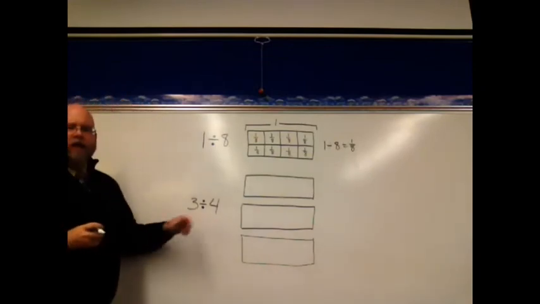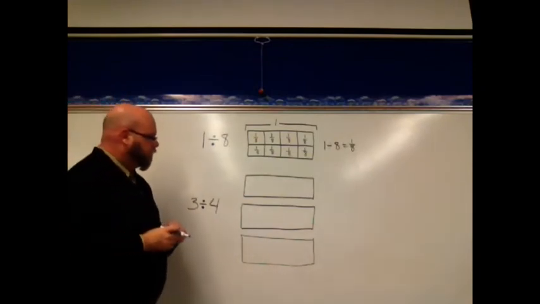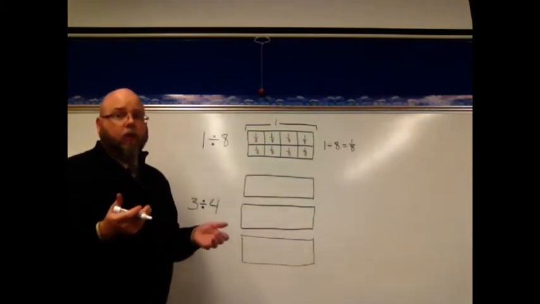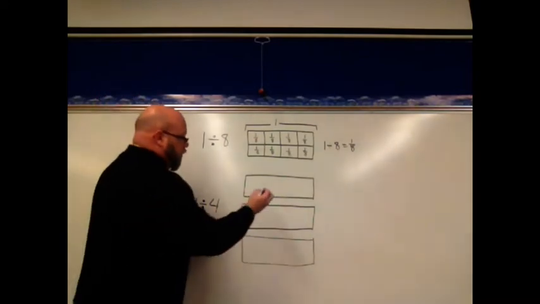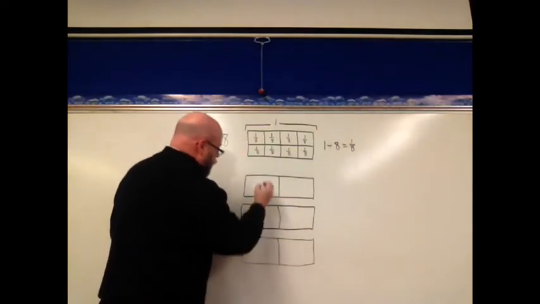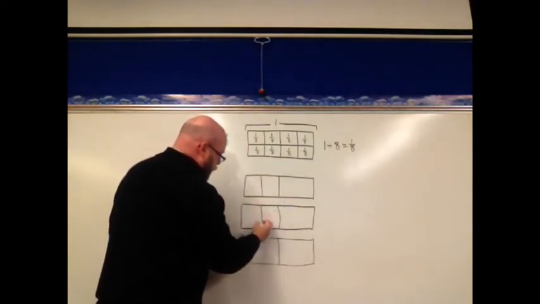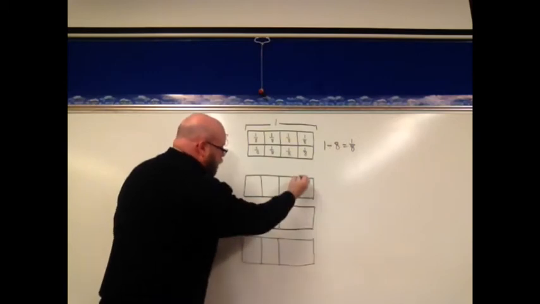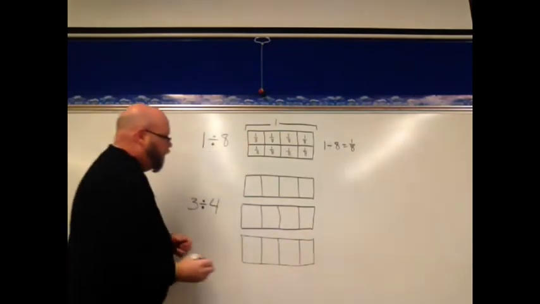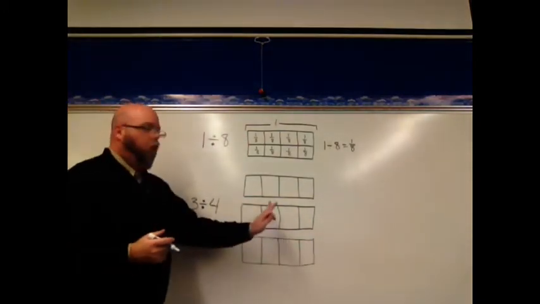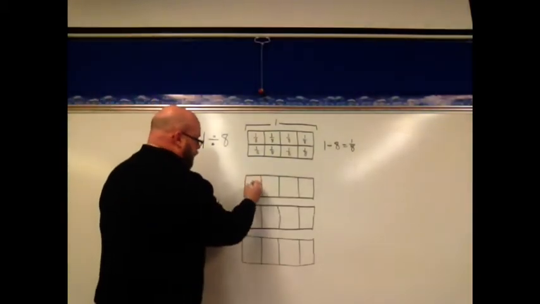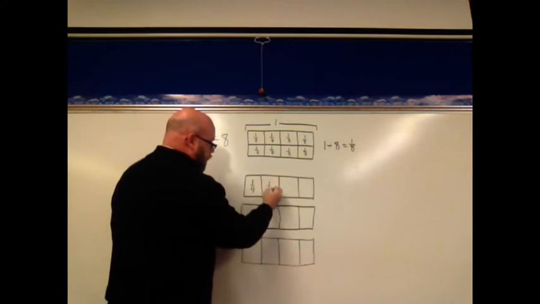Now this one's a little more interesting. What if I have 3 divided by 4? Okay. So I'm going to divide these 3 wholes each into 4 separate groups. So I've done that. Each whole is now divided into 4 equal groups. Each piece represents 1/4 of 1 whole.